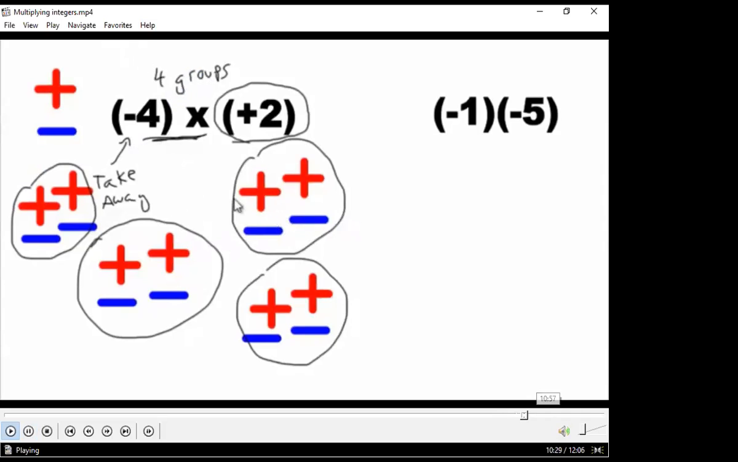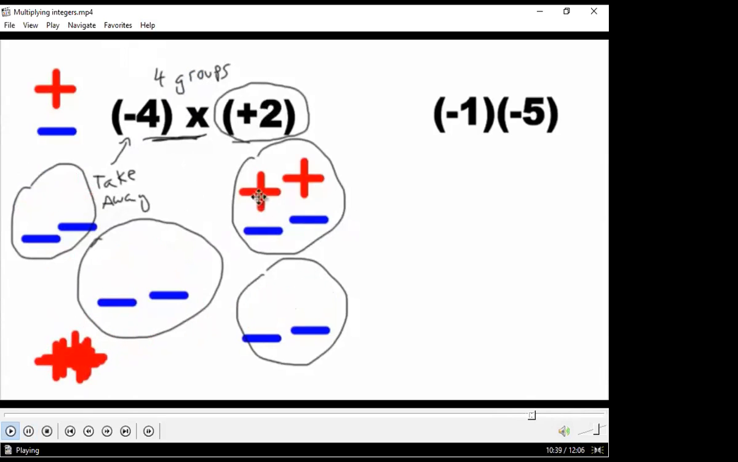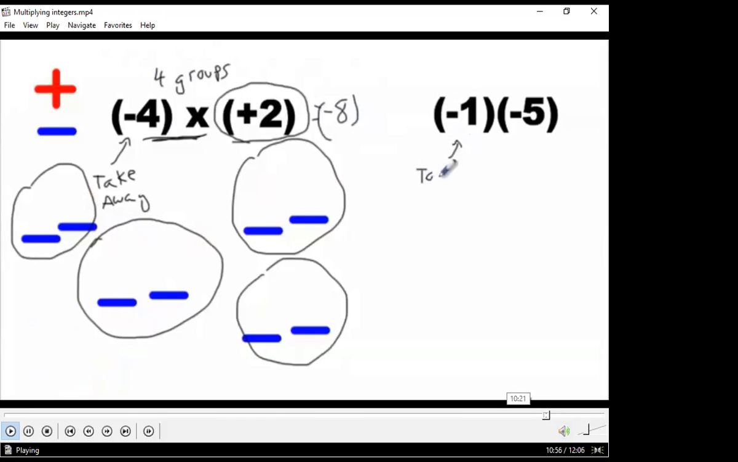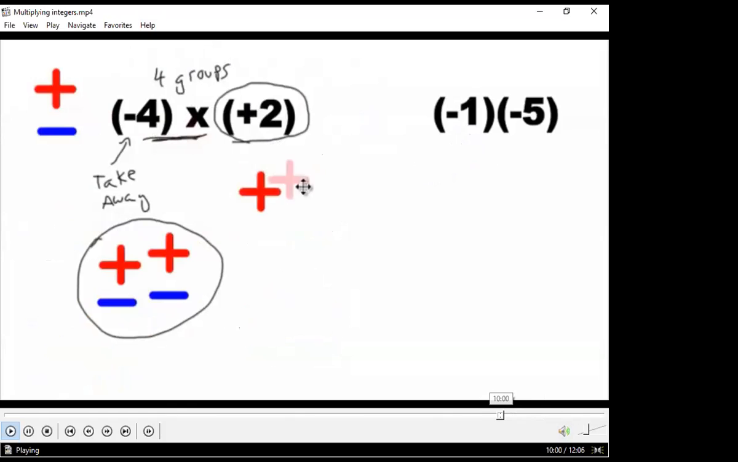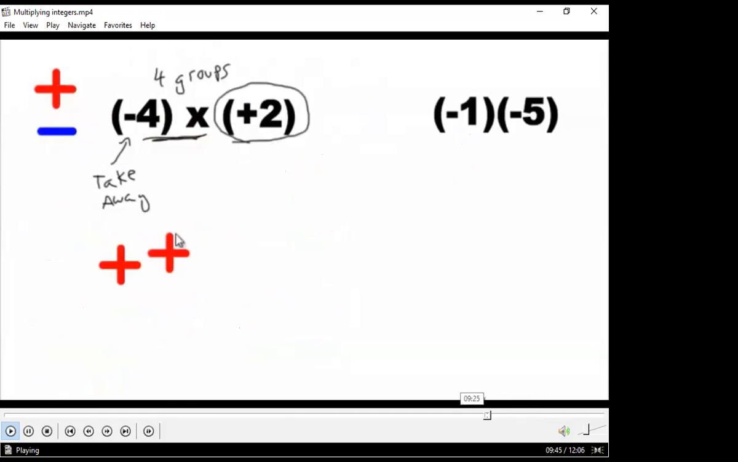How are we going to find the answer? So, I'm going to collect positive 2 from all the groups. So the answer will be negative 8. Did you get this point, or do you want me to say it again? No, I got it. One more time. I got it. Okay.